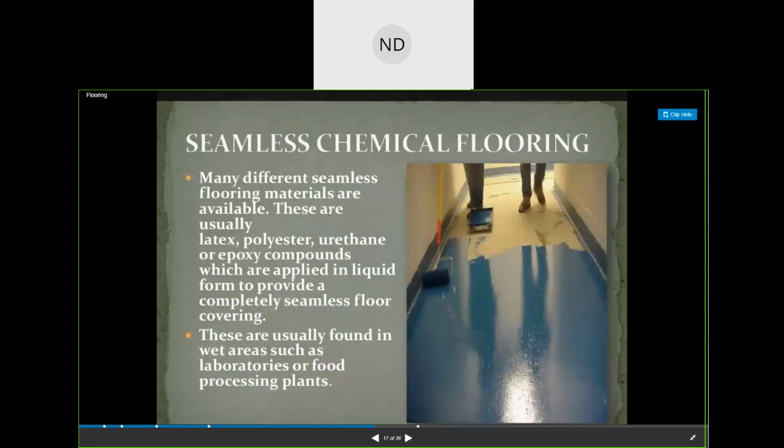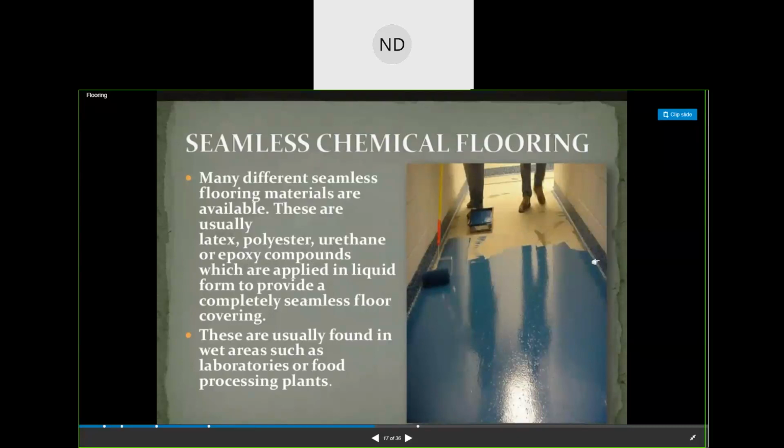Now another type is your chemical floorings, seamless. This was your normal subfloor, and these people wanted to give a floor covering, so they are using chemical flooring here. Many different seamless flooring materials are available. These are usually latex, polyester, urethane, or epoxy compounds. These chemical compounds are applied in liquid form to provide a completely seamless floor covering.